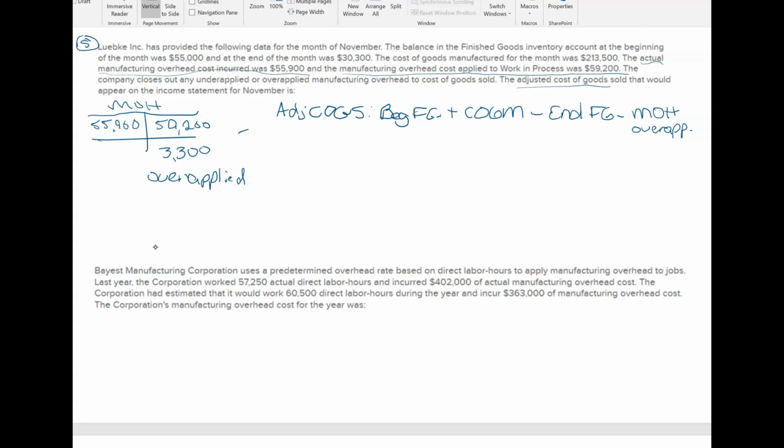Beginning finished goods inventory was $55,000. Plus cost of goods manufactured, minus ending inventory, and then minus our over application. $234,900 is our adjusted cost of goods sold.